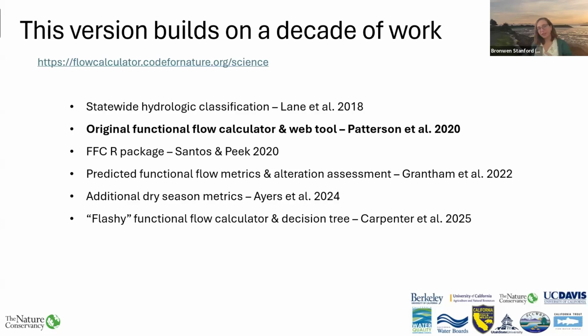And then we have predicted functional flow metrics. We have an alteration assessment. We have new dry season metrics. And then we actually have a whole new calculator that works really well in flashier, really altered systems, and I'll talk about that a little bit more as well. So it's able to bring a lot of the work that we've done together into one package.